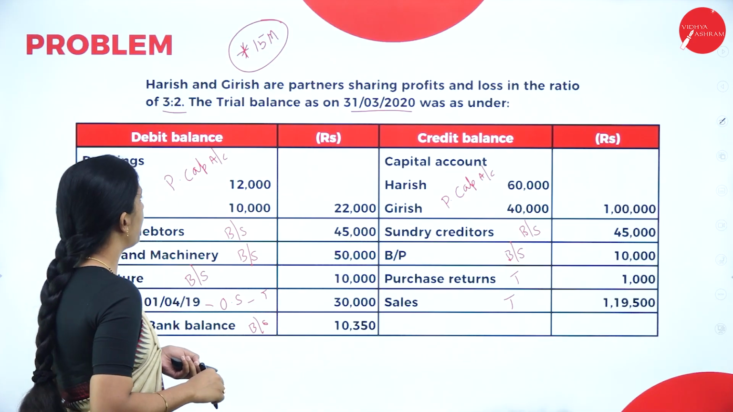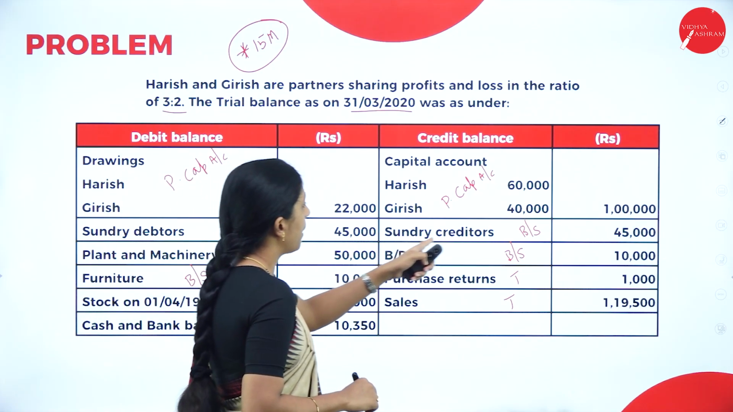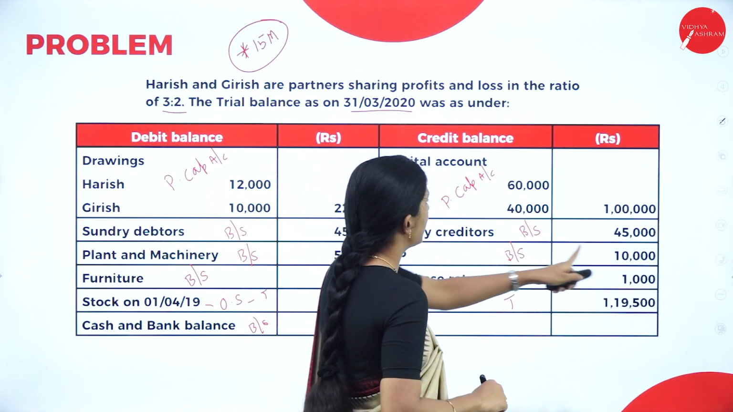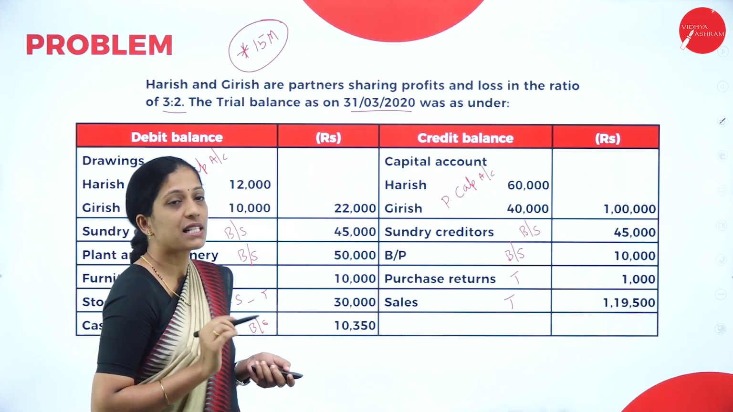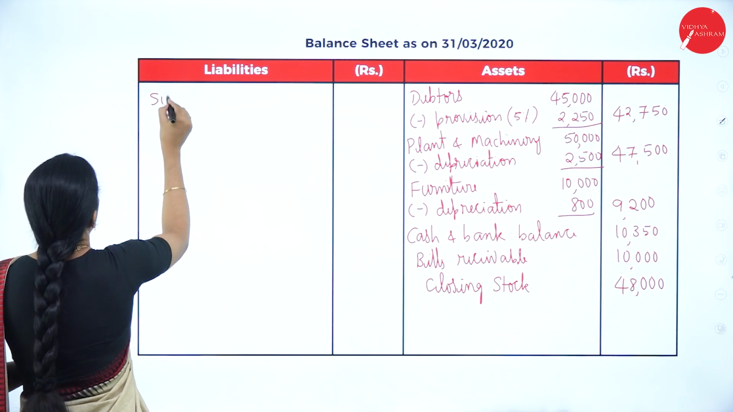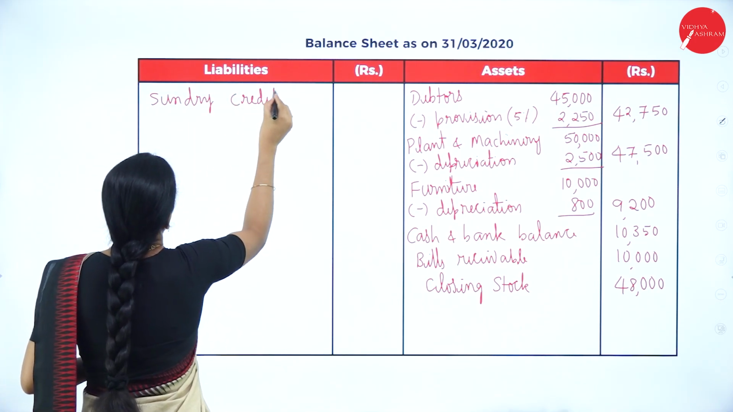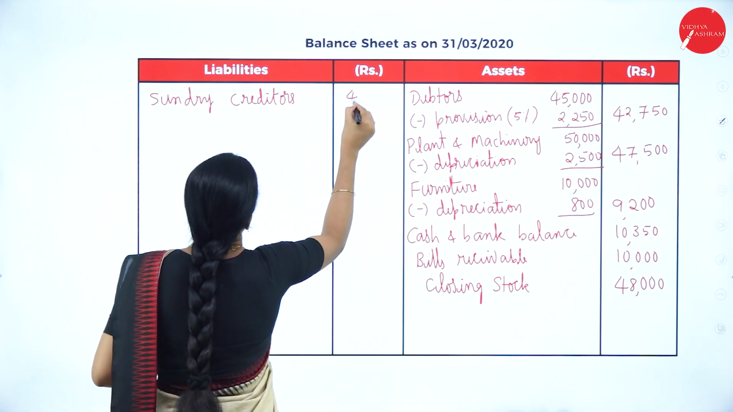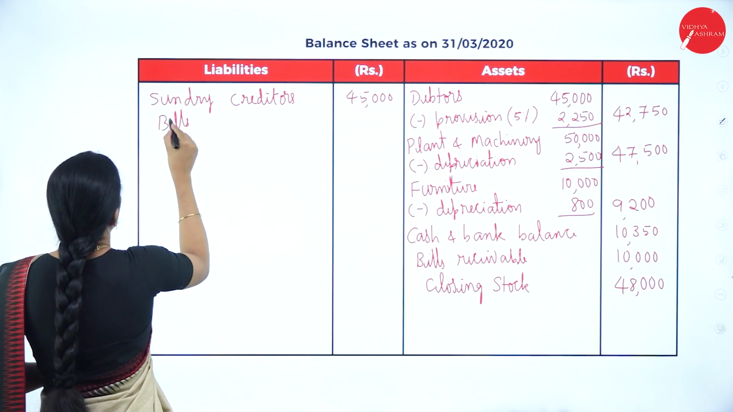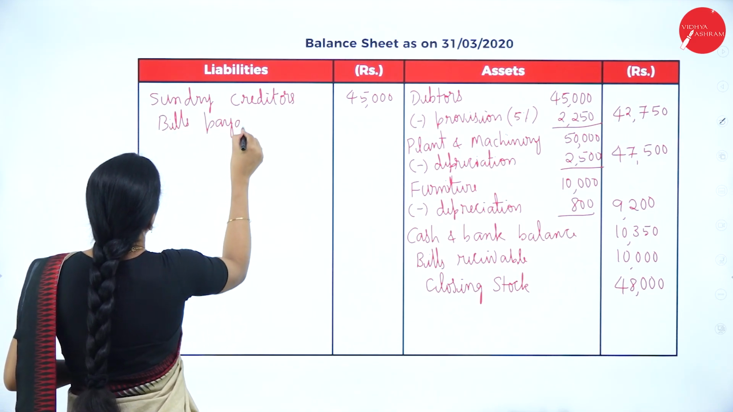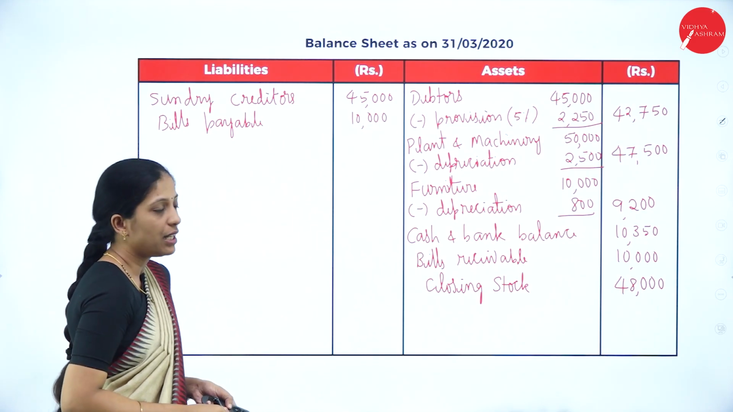Now we shall go through the liabilities. So what you have to record? So let us see the items to be recorded in the liabilities. Sundry creditors 45,000, bills payable 10,000. Sundry creditors we have to record 45,000, bills payable, that is 10,000.